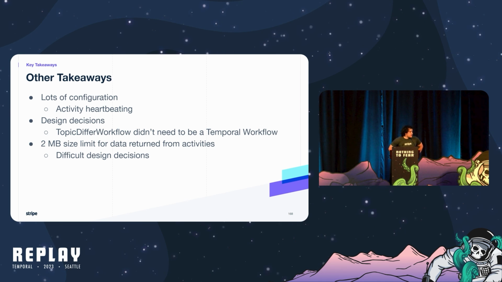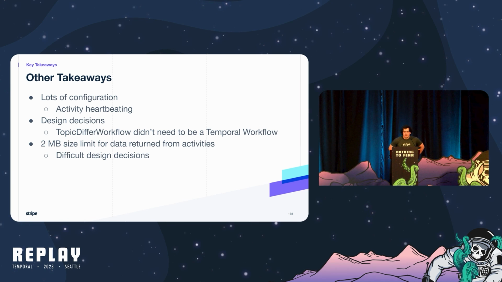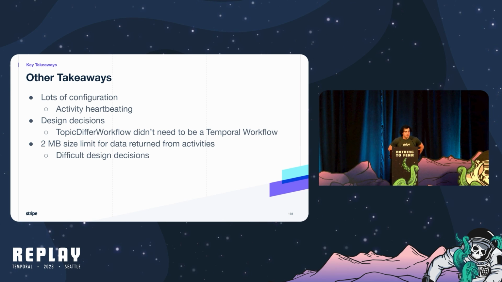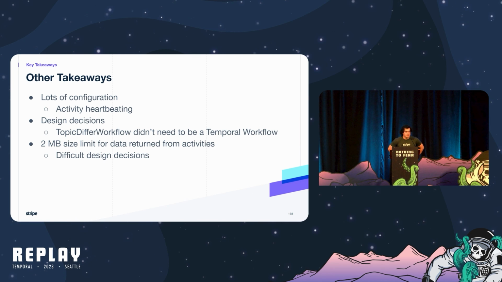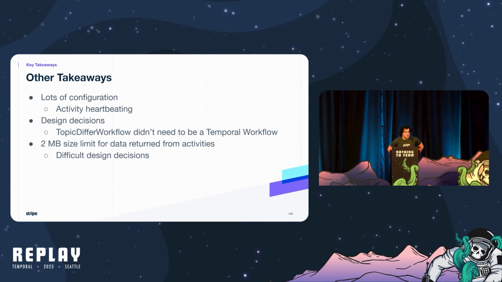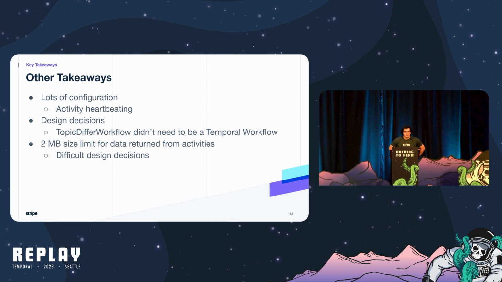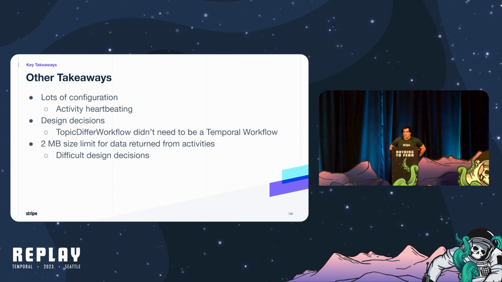For example, the Kafka planner workflow, there's no reason why that should be a workflow. I think that could work as a cron and then call some API, and it would be a lot easier and make a lot more sense. Same thing with managing topic configurations. There's no need for that to be incorporated in a workflow.